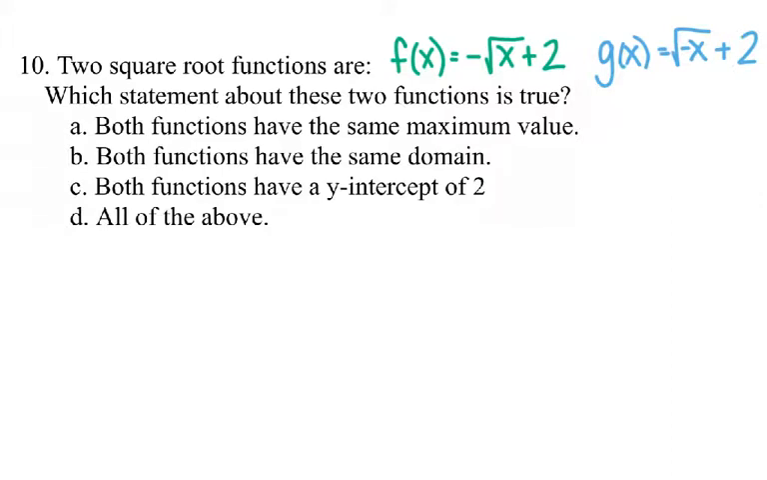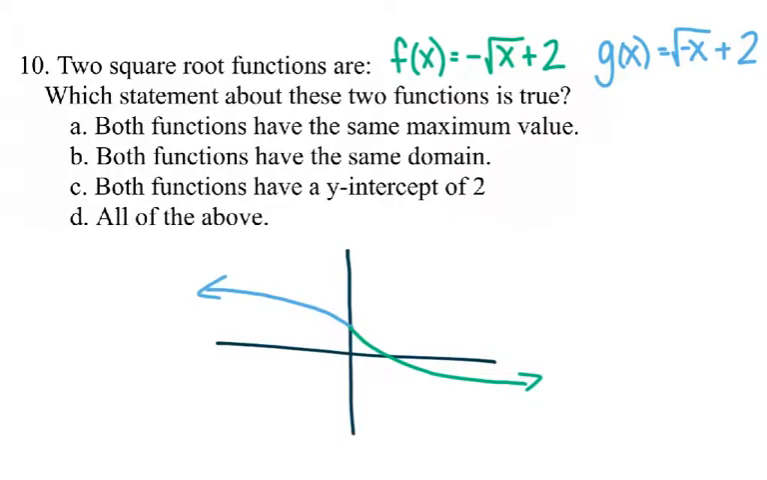Okay, so we got two different functions, and now we're going to look through these and see which one is true. So the first one says both functions have the same maximum value. So I'm going to graph both of them and see if they have the same maximum value. Okay, so here I've color-coded them. Do they have the same maximum value? Definitely not, because they don't both go to the same highest point. Both functions have the same domain. Definitely not. The blue one is all negative domains, and the green one is all positive domains.